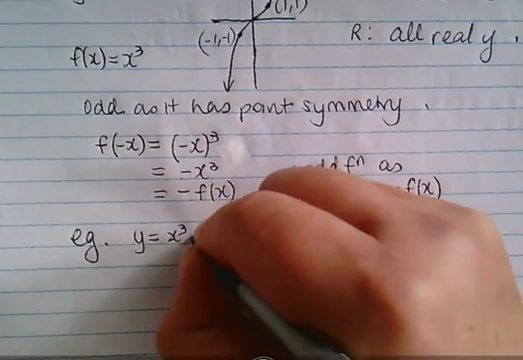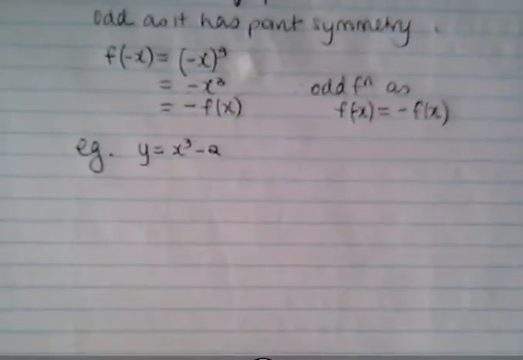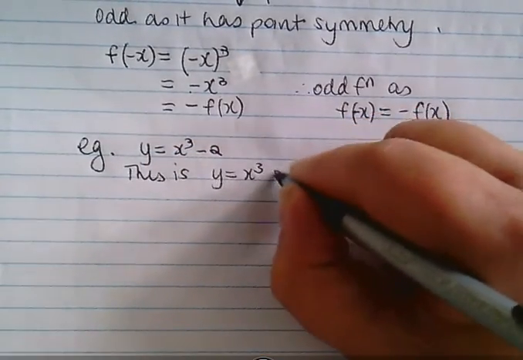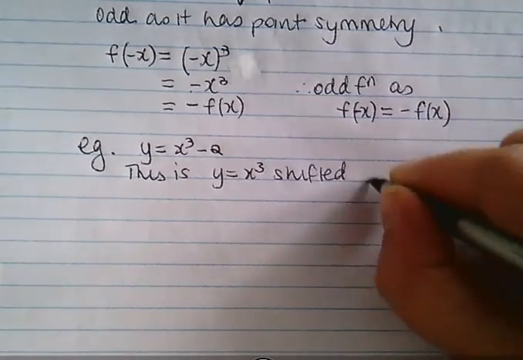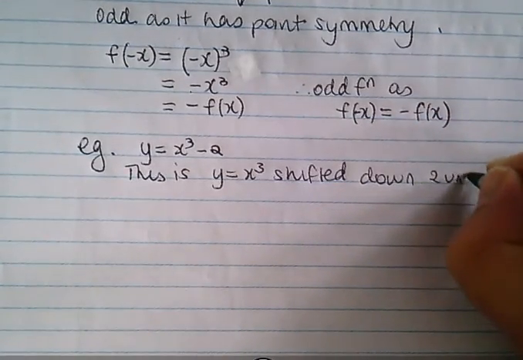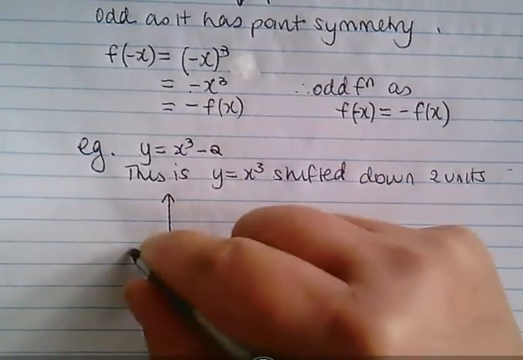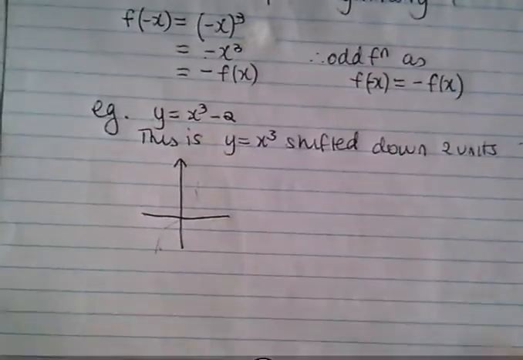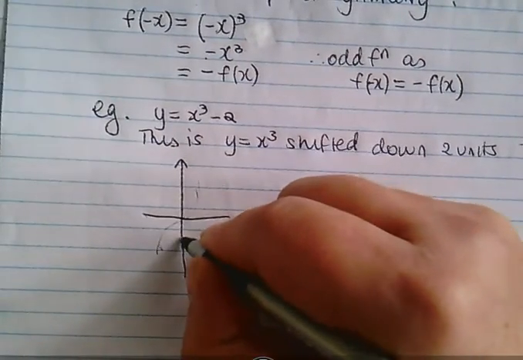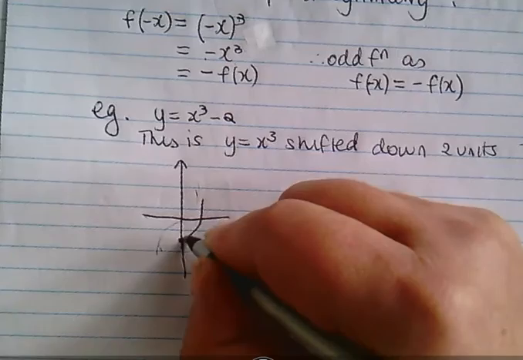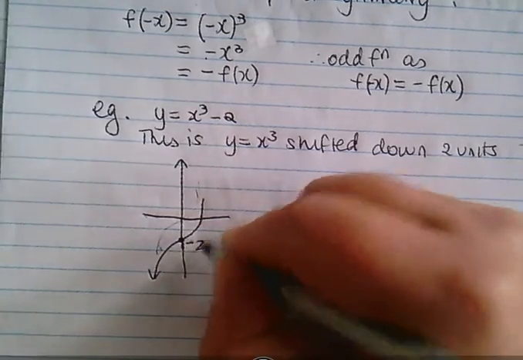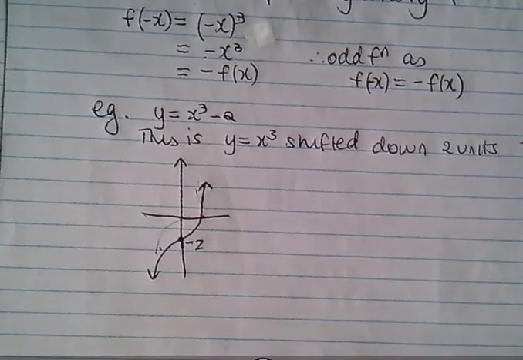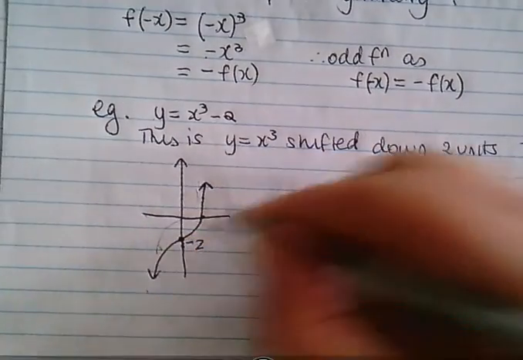Just another example. Y equals x cubed minus 2. What is this function? This is y equals x cubed shifted where? Down 2 units. So a quick sketch. This is called an inflection. Later you'll learn about that. At 0, 0, it'll happen 2 units down. So you must put that point in, that it's negative 2. Might be nice to put in the x-intercept while you're there. So it looks like that.